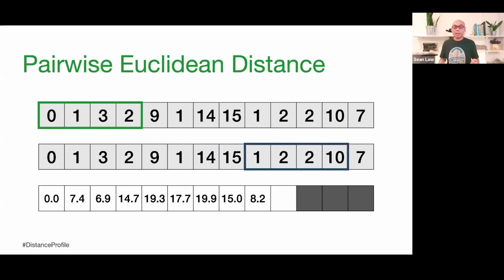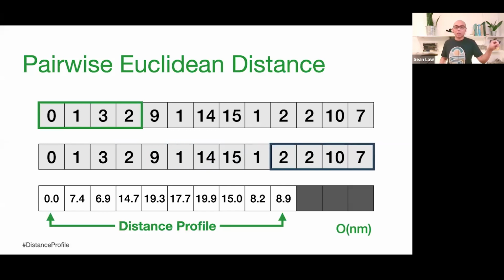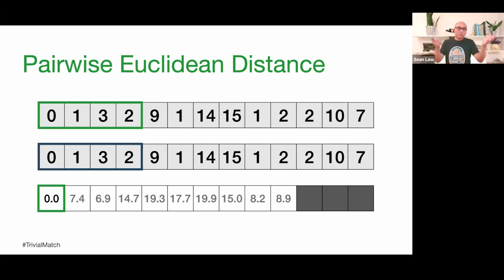Essentially what I'm asking here is, is this green subsequence conserved somewhere along this time series? Or to put it differently, how close is this green subsequence to every subsequence within this time series? And this is captured in this distance vector, or in the literature, this is called a distance profile. So just this vector here. And this can be computed in O of n by m time. Now, if we're asking about conservation, then we can ask, which subsequence within the time series, which blue subsequence, matches or looks closest to the green one?